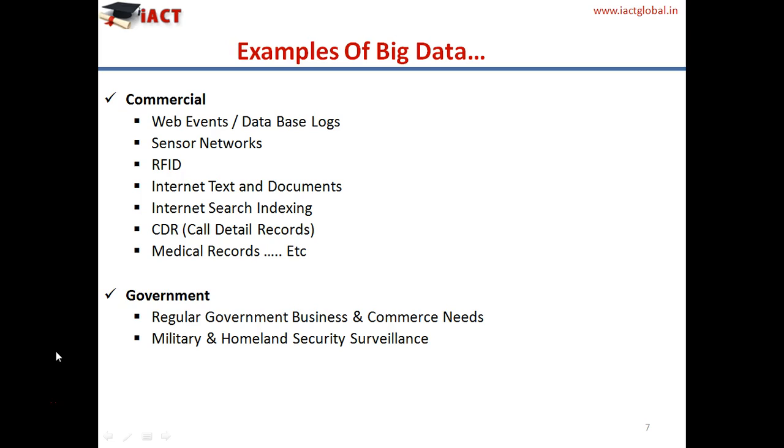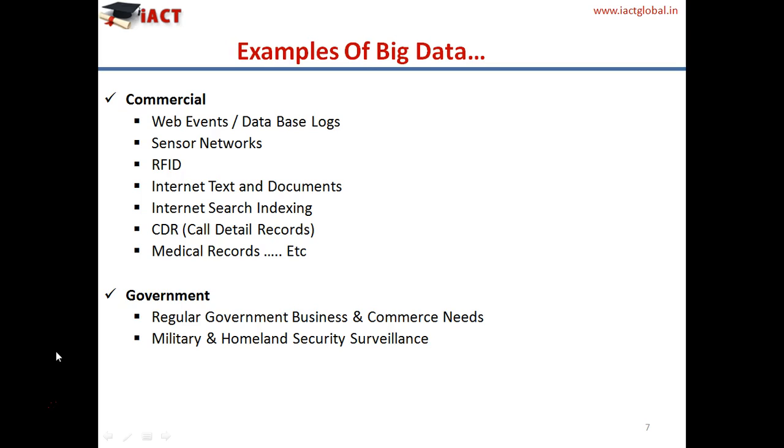Now we come to examples of big data from several other dimensions. If we talk about commercial big data examples, database logs are included in this category. Web events are included in this category. There are sensor networks, RFID tags, internet text and documents being transformed, internet search indexing, call detail records, medical records, and so on.